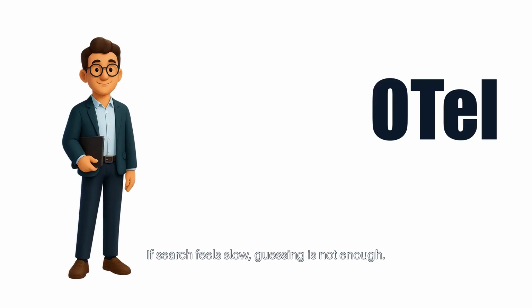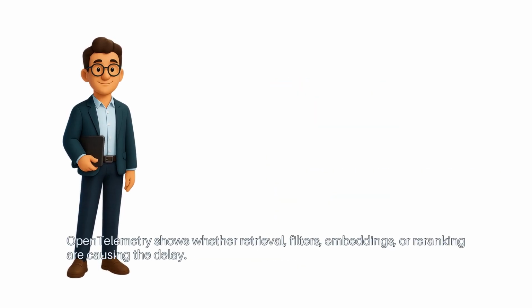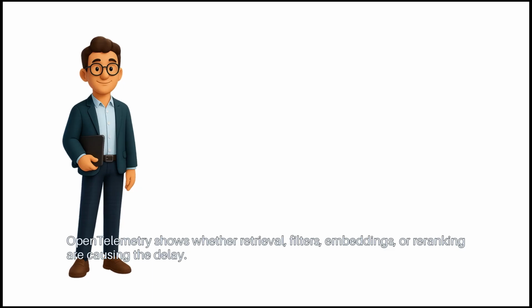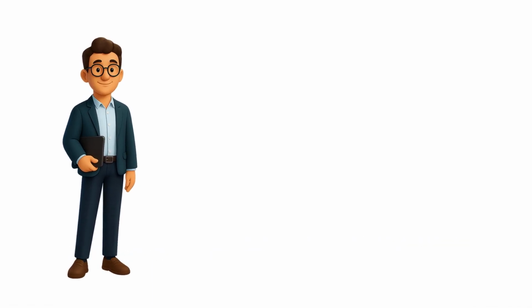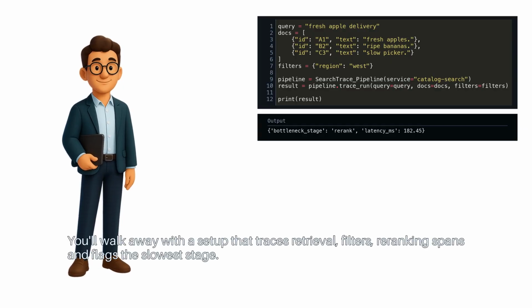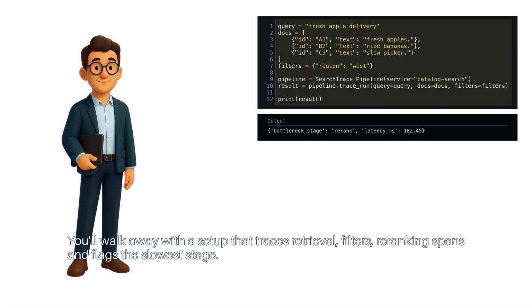If search feels slow, guessing is not enough. OpenTelemetry shows whether retrieval, filters, embeddings, or reranking are causing the delay. You'll walk away with a setup that traces retrieval, filters, re-ranking spans, and flags the slowest stage.